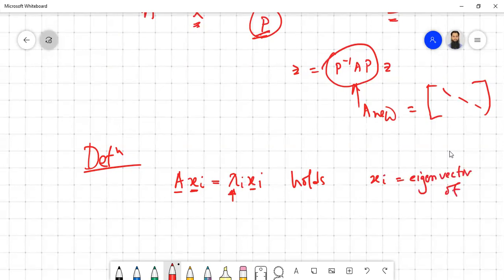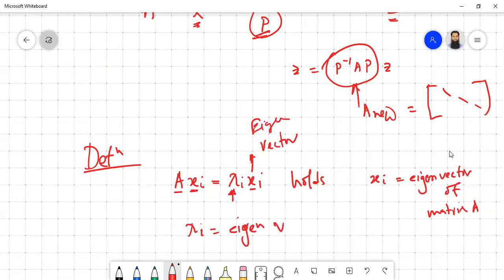Vectors of matrix A. So what it means is that any vector that is transformed by the system matrix and produces a linear combination of those vectors, then these vectors xi are called eigenvectors, and the lambda values are called eigenvalues. So xi is the eigenvector, and lambda is the eigenvalue.